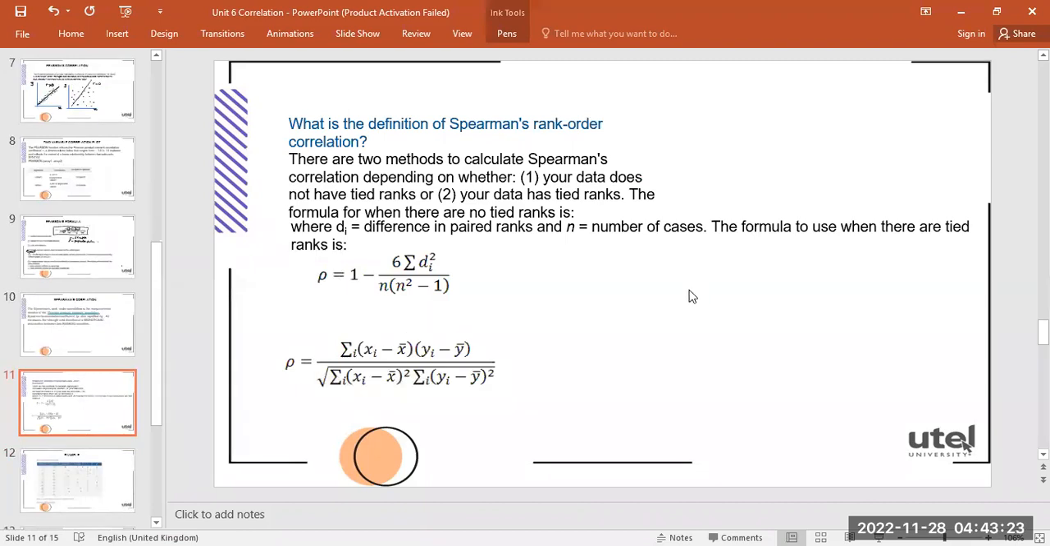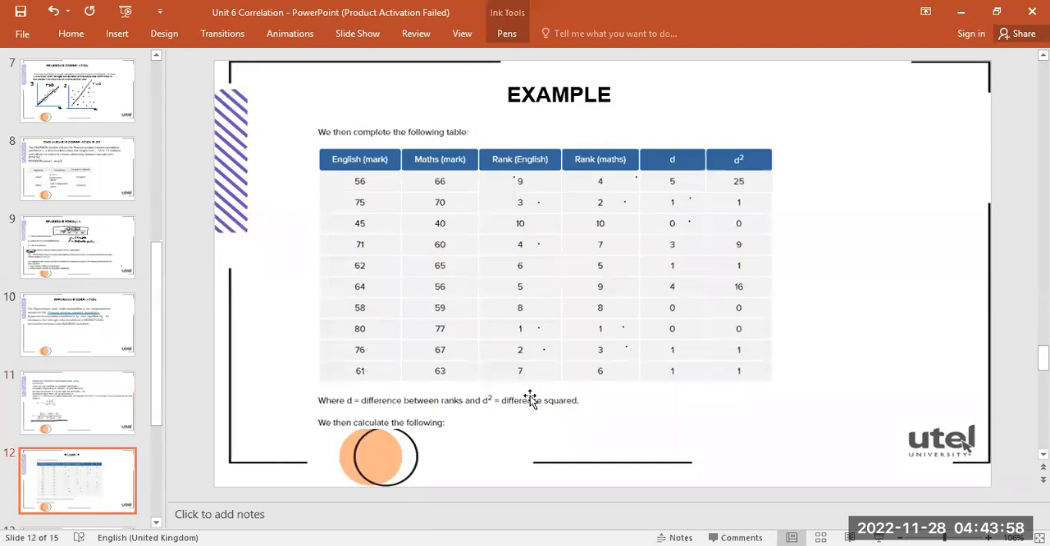Basically, we have two formulas, depending on whether, when we are ranking our data, we have a tie or our data do not have a tie. The formula to use when there is a tie is rho is equal to 1 minus 6 summation d subscript i squared all over n into n squared minus 1. While in the case of when there are no ties, this is the formula we use. Now let's quickly go straight ahead and calculate an example.